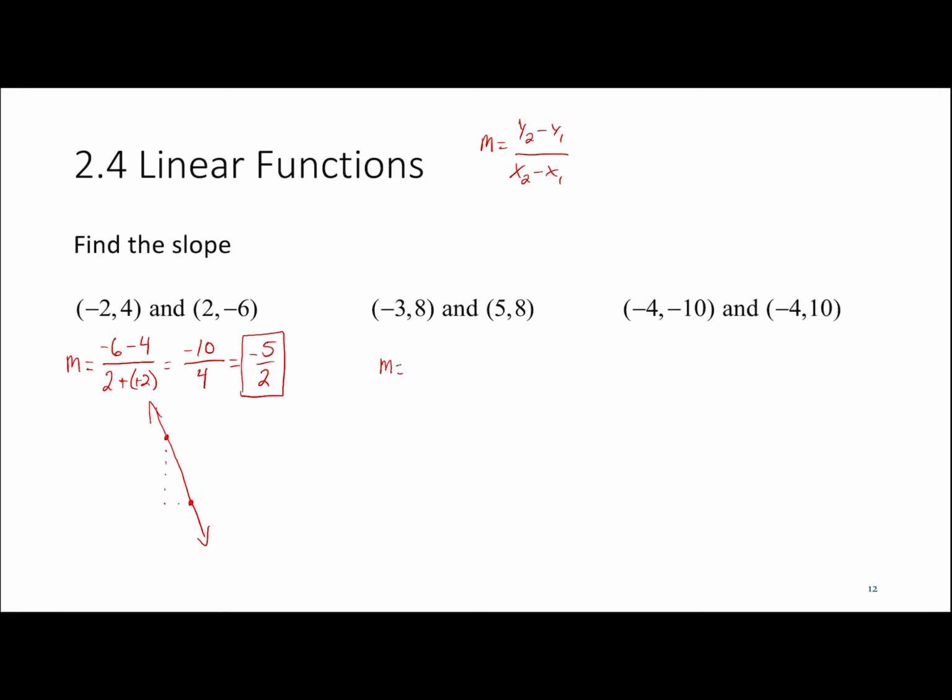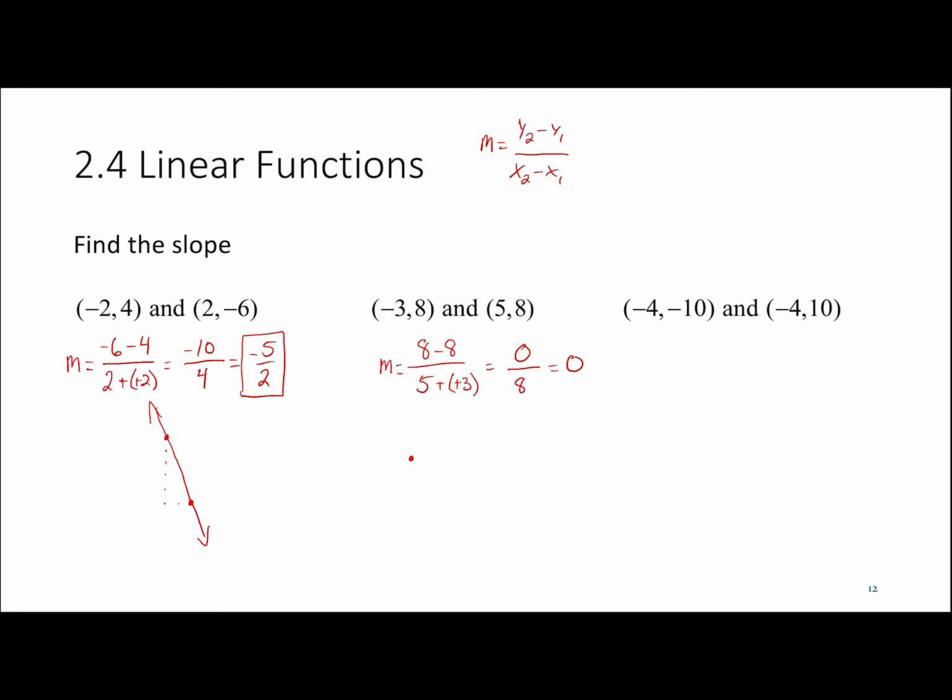Now, look at the next two, because these are a little bit different. So, when we find the slope, again using the slope formula, we're going to have 8 minus 8 divided by 5 minus negative 3. Again, that minus a negative makes it 3 positive. And so we're going to have 0 over 8, which is 0.